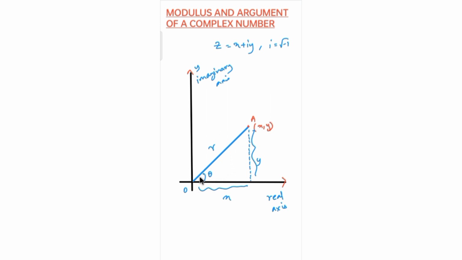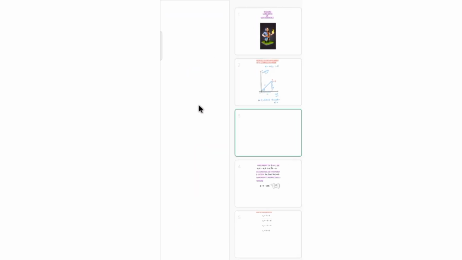The length OA is basically the distance, and this is known as the modulus of z, because our z is equal to x plus iy, in the sense that (x, y) is the point that is represented in the Cartesian plane. So the distance OA would be the modulus of z. So z is equal to x plus iy, and that is represented as OA is equal to r is equal to mod of z is equal to root over x square plus y square.